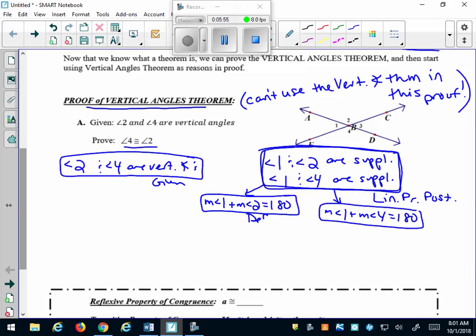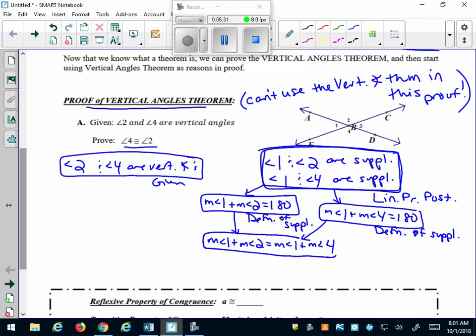Okay, so both of these are going to be definition of, hopefully you're thinking of what this would be, definition of what? Supplementary, right? This is one of our common combinations. Well, if 1 plus 2 equals 180 and 1 plus 4 equals 180, we've learned that if two things are equal to the same value, then we can set them equal to each other by substitution. So we can say measure of angle 1 plus measure of angle 2 equals the measure of angle 1 plus the measure of angle 4. Since they're both equal to 180, they're equal to each other by substitution.